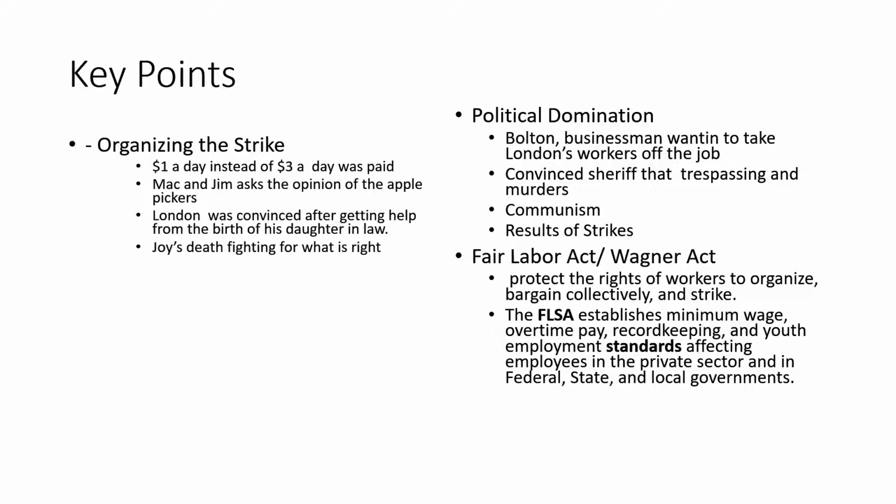And then the result of the strikes is that the majority failed because, of course, they had no power, and it wasn't really organized, and it led to violence. Because of this, the Fair Labor Act and the Wagner Act were created. The Wagner Act protects the rights of workers to organize, bargain collectively, and strike. The Fair Labor Act establishes minimum wage, overtime pay, record-keeping, and youth employment standards affecting employees in the private sector and in federal, state, and local governments.